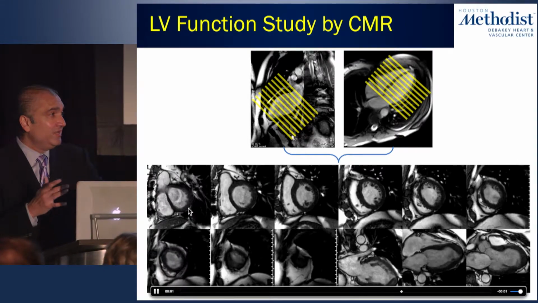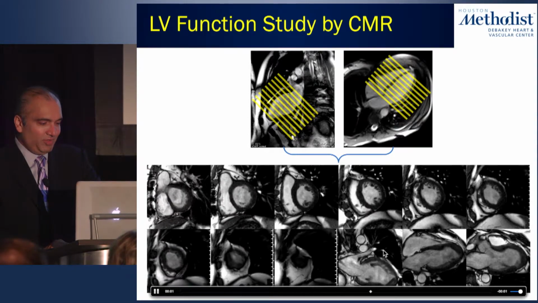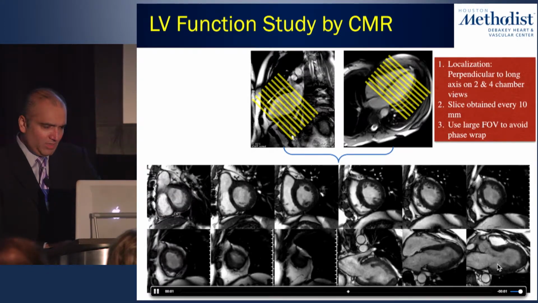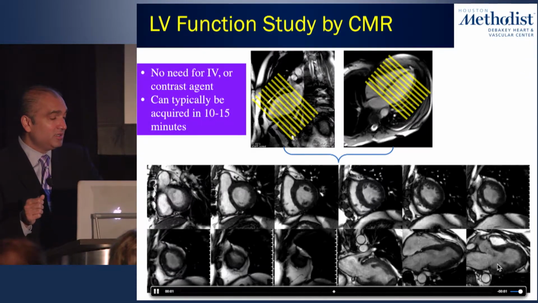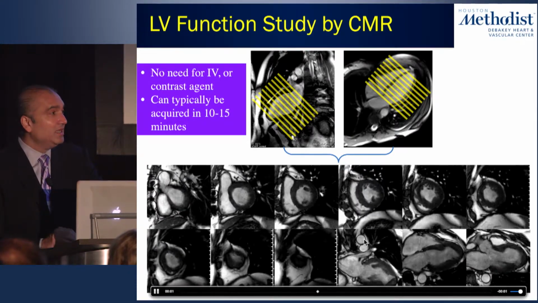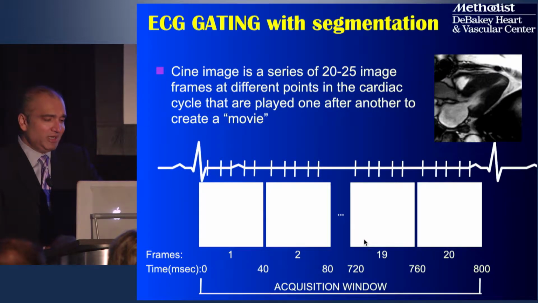These are typically done every 8 to 10 millimeters apart. So you've got really contiguous coverage of the entire left ventricle from the base down to the apex. In addition to that, we do the standard 2, 4, and 3-chamber views, just like we do in echocardiography. One of the nice things here is that there's no need for IV contrast. And this full series can typically be done in the order of about 10 to 15 minutes with the use of EKG gating.